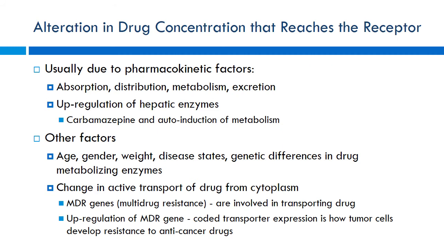Looking at the alteration of how much drug actually gets down to the receptor, some things we can see are pharmacokinetic changes. Either absorption, distribution, metabolism or excretion of the drug has changed. A really good example of this would be upregulation of certain hepatic enzymes to break down a drug called carbamazepine. Carbamazepine is a drug used for seizures originally, but nowadays you see it used a lot for bipolar disorder as a kind of mood stabilizer, essentially.